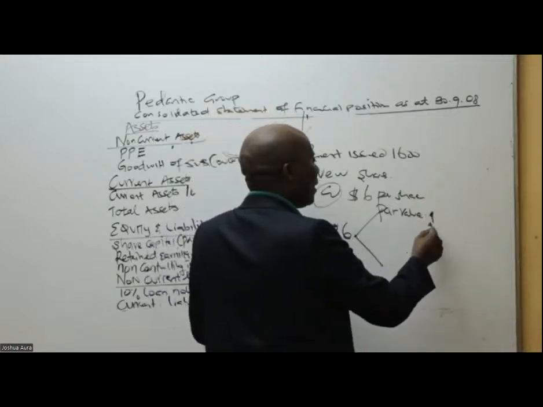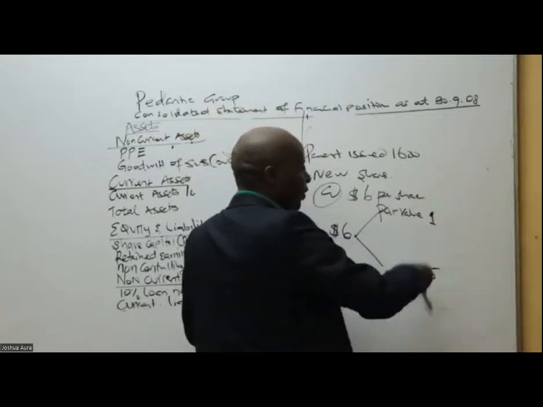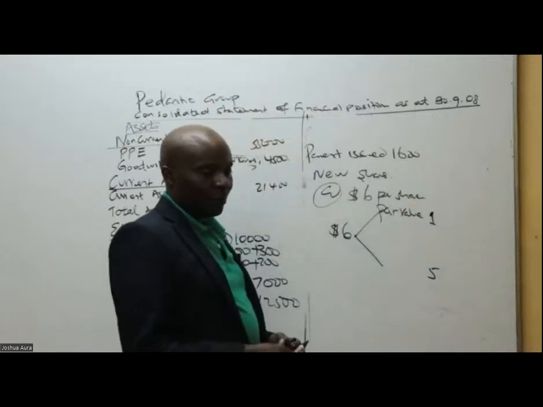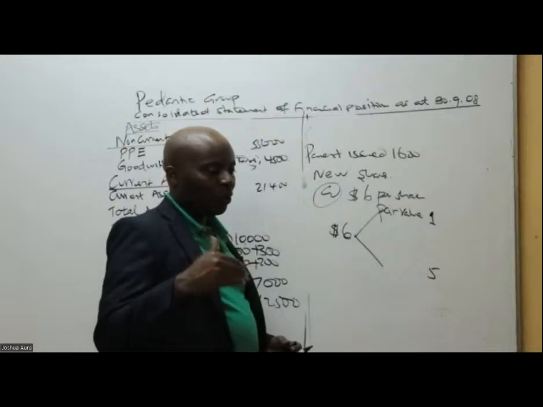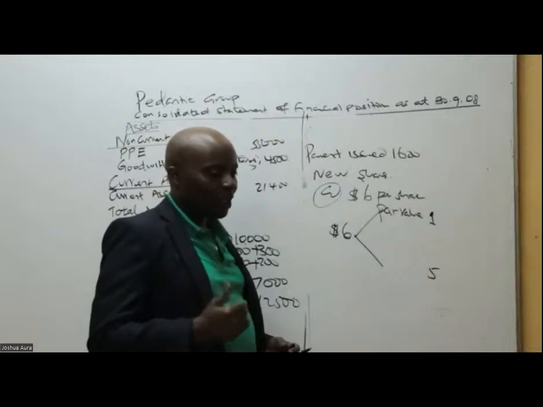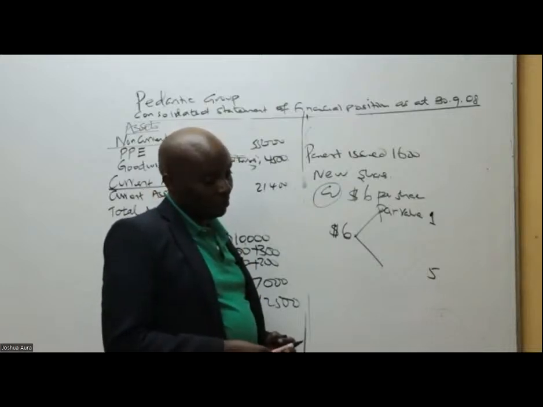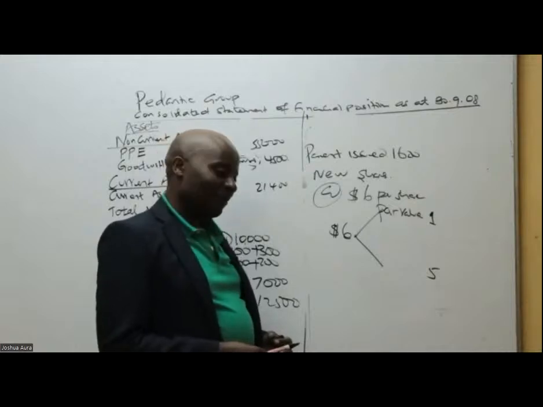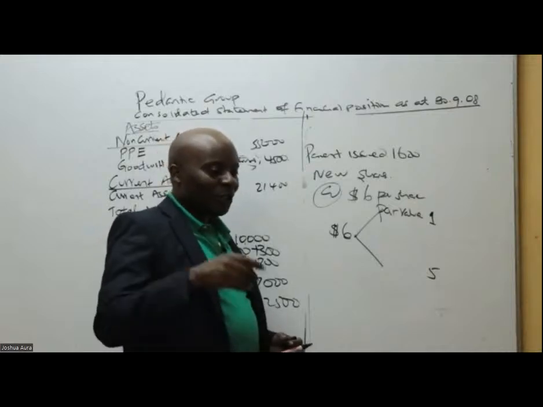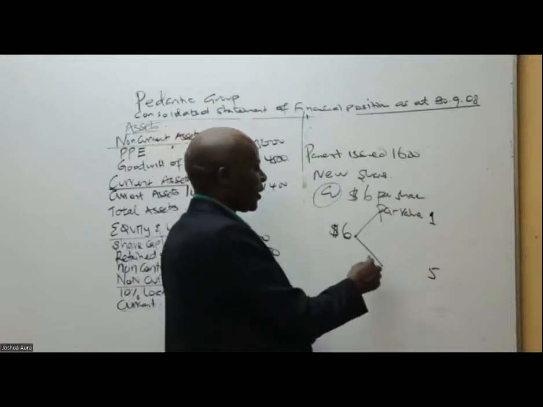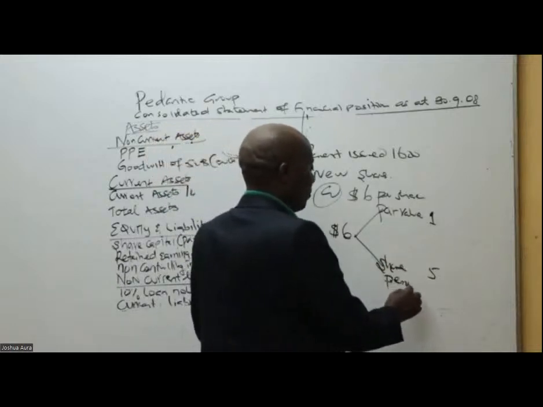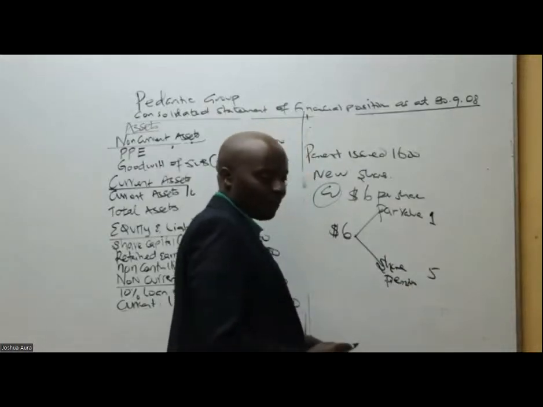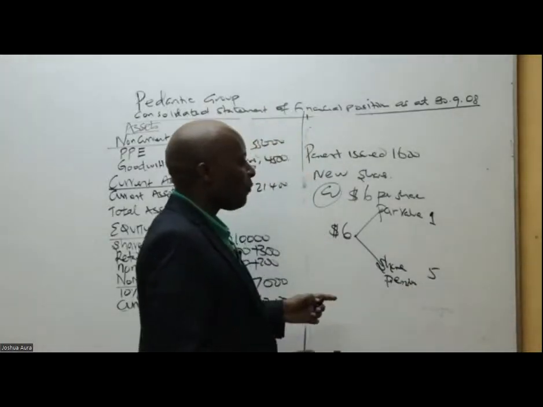So then what name do I give to this 5 for me to get 6? Amount issued over and above the par value should be given which name? Share premium. Thank you very much. So share premium is 5.